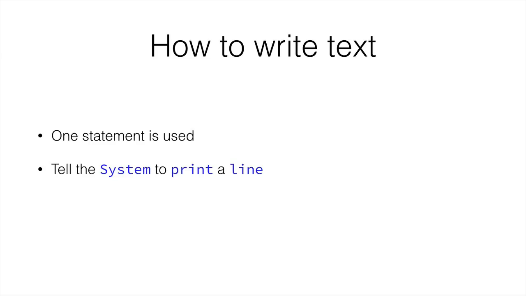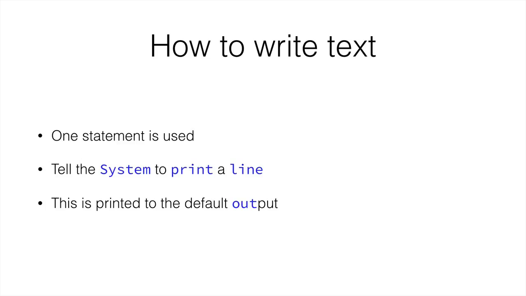Remember that one statement is used to execute a single thing and is terminated by a semicolon. Because we want to write text, this is likely to be a single thing, and therefore only one statement is used. We have to tell the system to print a line. Notice how I've colored those words in, because those words are important. They're going to tell us more or less how our code is going to be structured in order to print a line of text. And the line is not printed to a random place in the computer. It is printed to the default output of the computer, which is, in this case, the console.